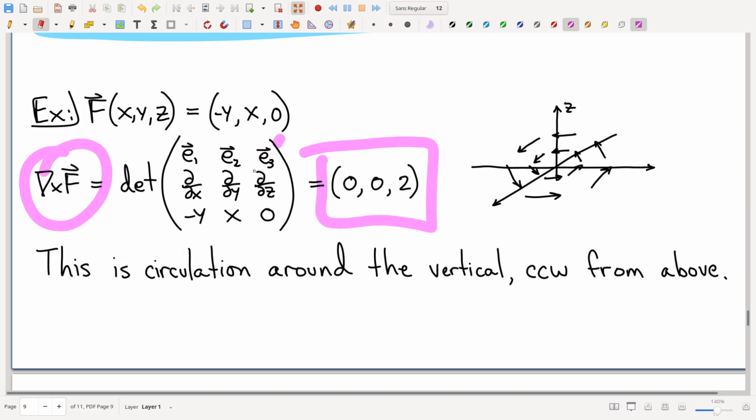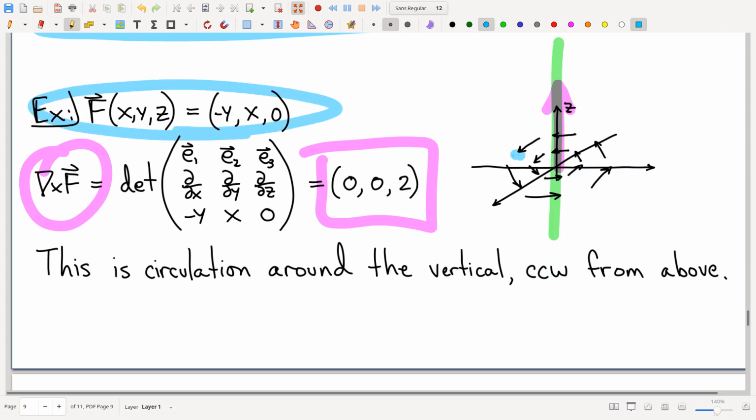Now, what are we going to do with 0, 0, 2? What does that tell us? Well, here's 0, 0, 2. And notice, 0, 0, 2 defines an axis. And notice that our fluid, as promised, has a rotational aspect of sorts around that axis. So the curl, by virtue of which direction it points, tells us the axis that the rotation is going around.